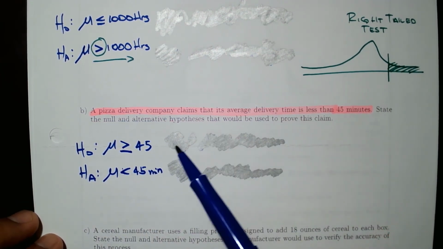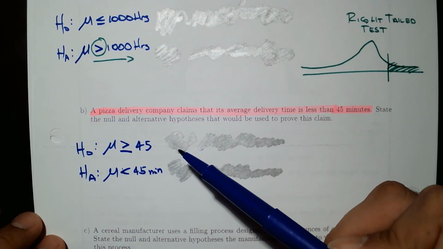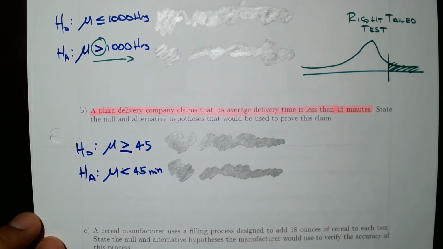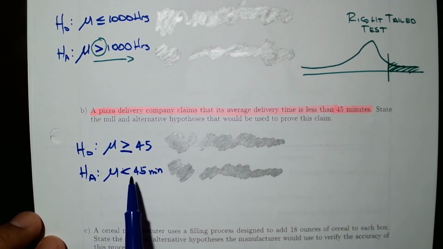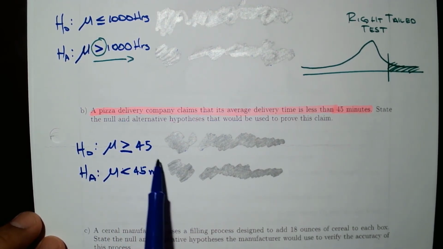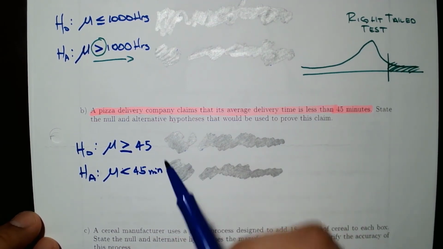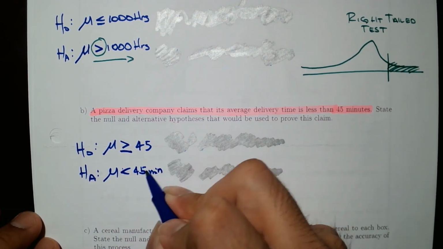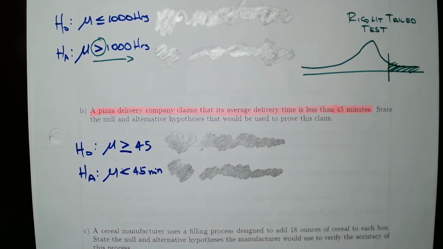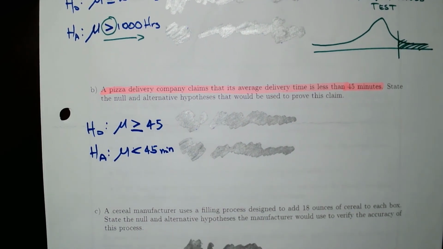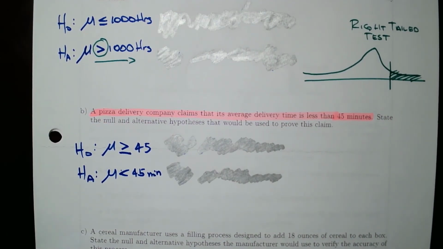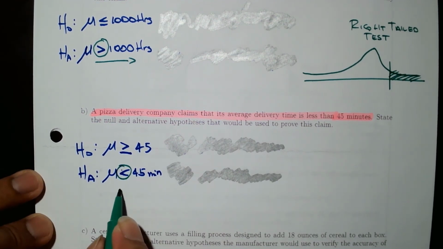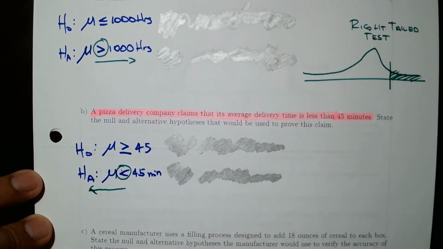But then you, as a pizza deliverer, say, no, that's not true. My pizzas are delivered within 45 minutes, right? And that's your alternative hypothesis. That's what you want to prove, and not the null hypothesis. Okay, then we have another example. Oh, by the way, look at the direction of the inequality sign. Now it's going in the negative direction.